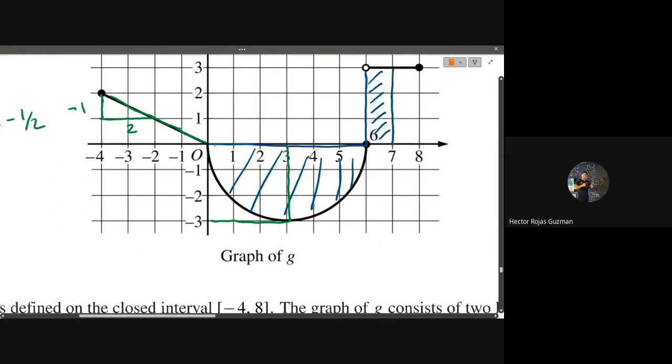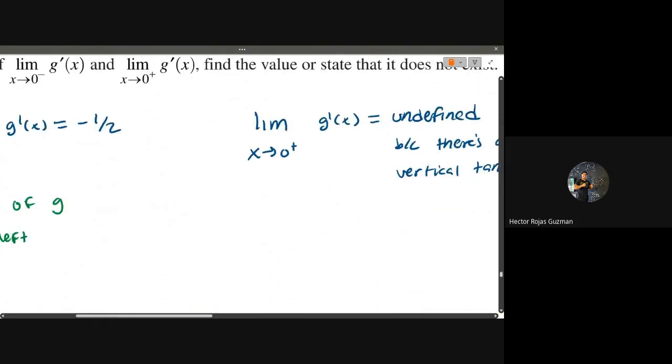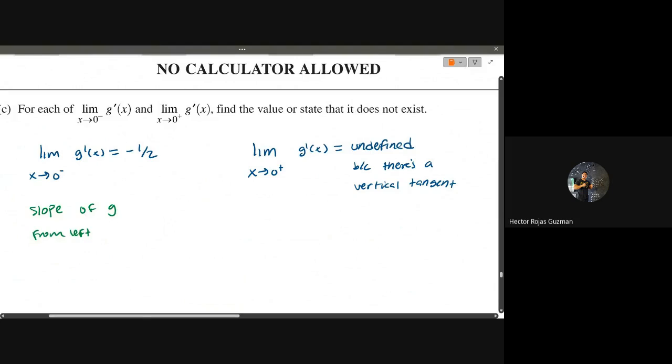As you approach 0 from the right side, we're traveling along the semicircle, right? So once you get closer and closer to 0, you're basically dealing with the side of a circle, right? And when you're dealing with the side of a circle, at that point, we have a vertical tangent. And a vertical tangent has an undefined slope. So you just have to say undefined, and you get the point. And I don't know if you have to get both of them correct, or if it was 1 point per question, but there was really no justification needed. It was just -1/2, undefined.